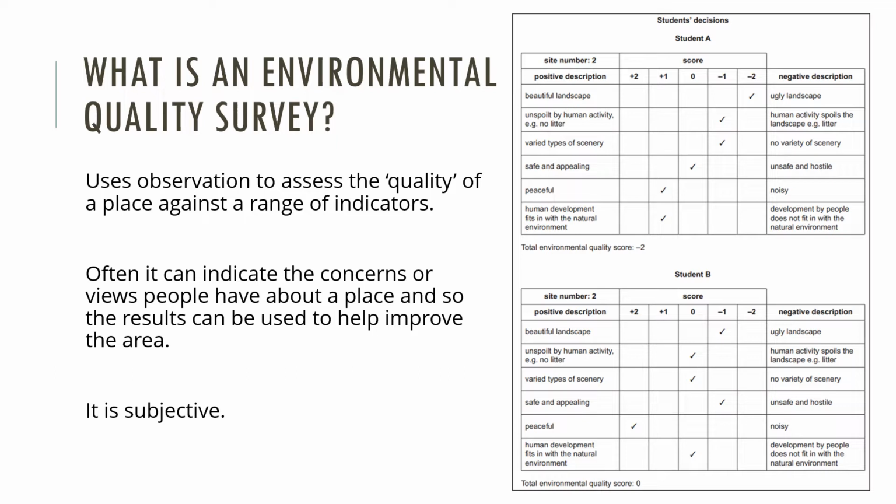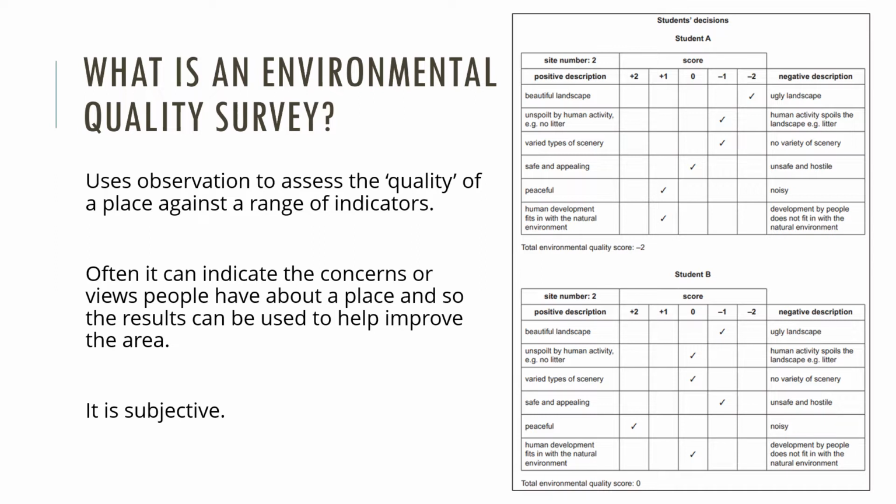So what is an environmental quality survey? An environmental quality survey uses observations to assess the quality of a place against a range of indicators. Here's an example on the right hand side: those indicators you decide. So you decide what they are, and on one side they tend to be more positive, and on the other they tend to be negative, and you score them between the two extremes. We use that to indicate the concerns or views people have about a place, and with that data, you can maybe suggest improvements to an area.